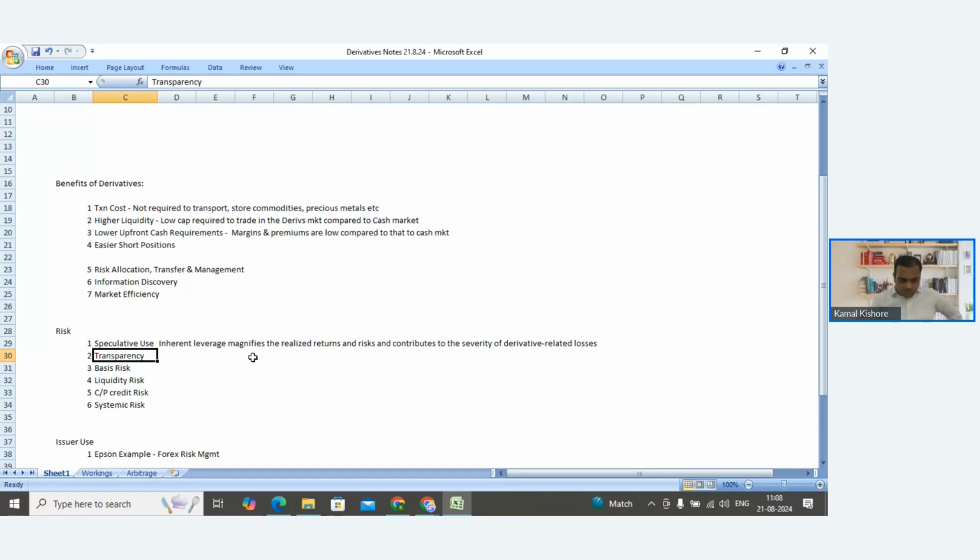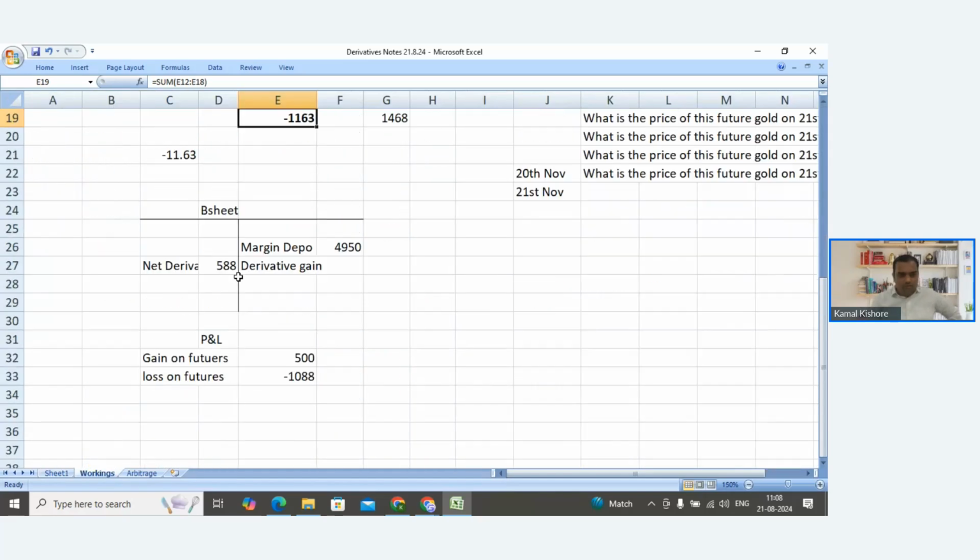Transparency is a risk or a disadvantage because, look at the balance sheet. How does the balance sheet look? What is your underlying exposure here? Amount, roughly 180,000 notional. Right? And what is it that you are showing in the balance sheet? You are not showing that. In fact, before these accounting standards came, say from 99 or 2000, even this was not required. Because derivatives have zero value.